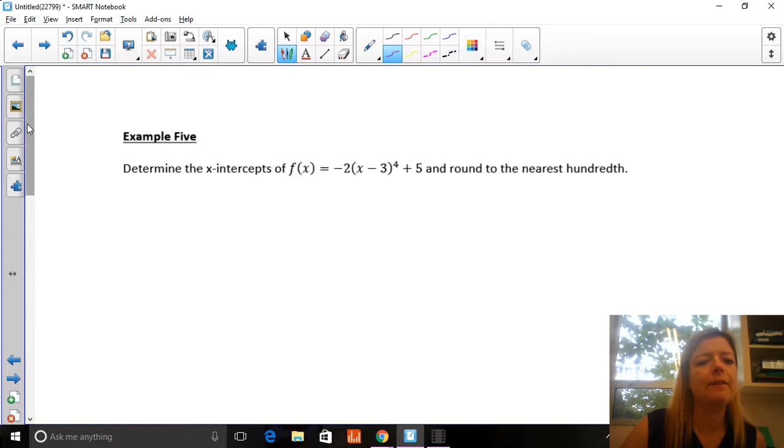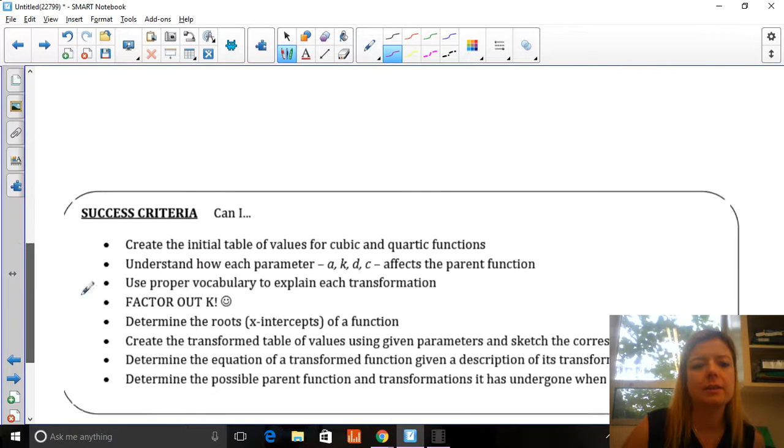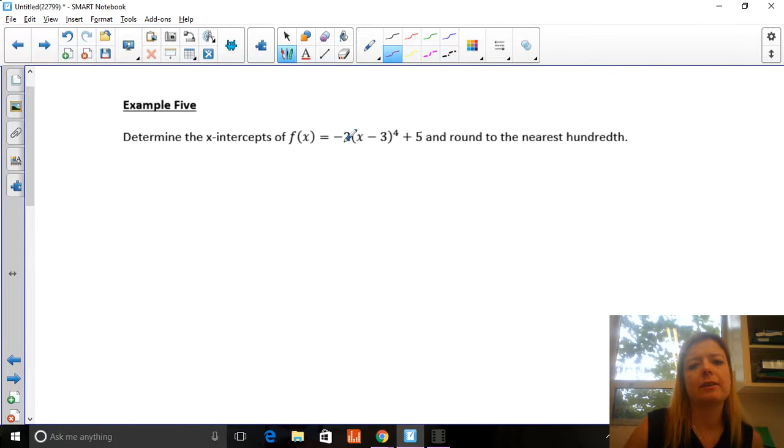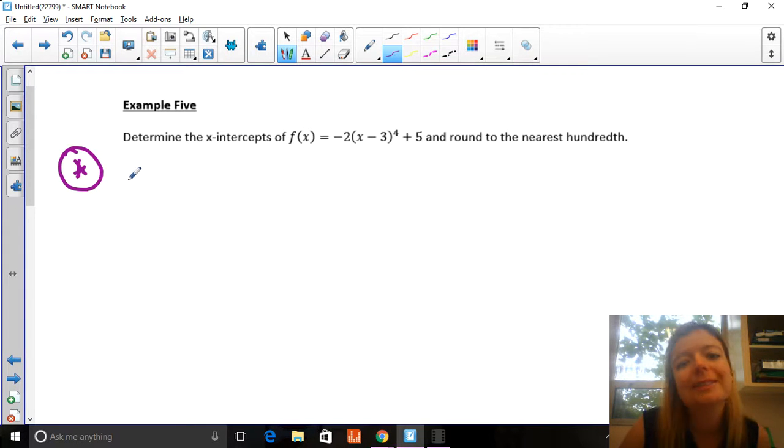Okay, example 5 here. I think this is our last example. Determine the x-intercepts and round to the nearest hundredth. So this is exactly like example 2. So really, this is just another practice for you. Please try this on your own and then watch the video to make sure you got it right. Are you pausing? Pause. Do it.